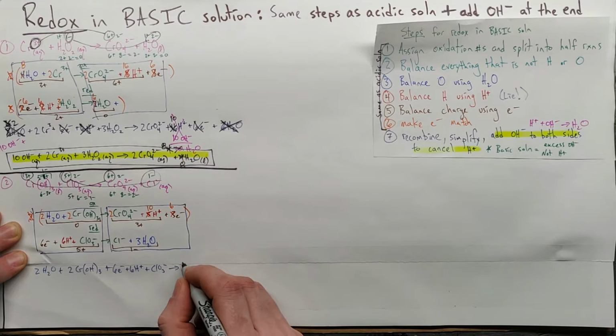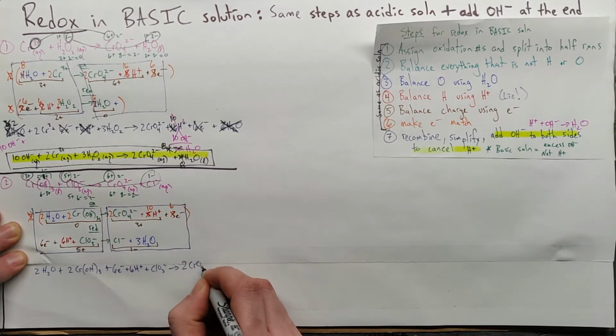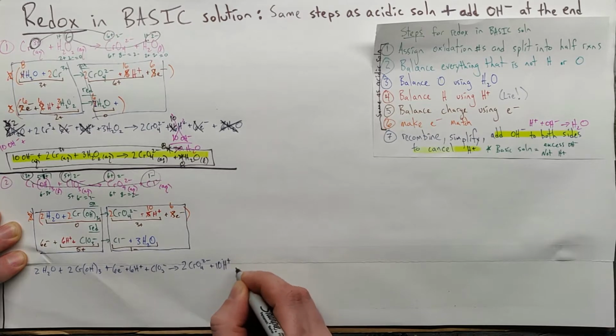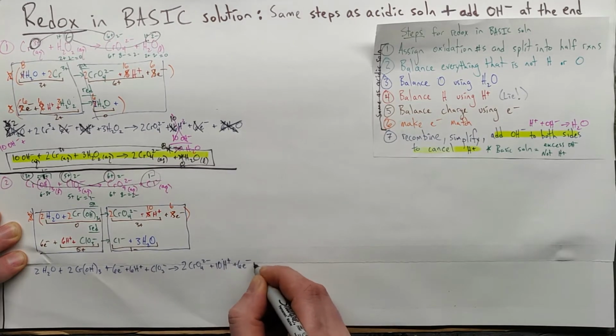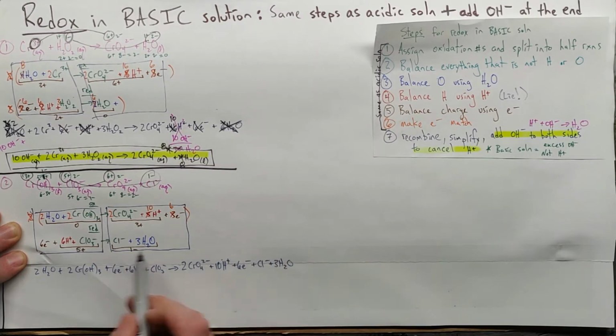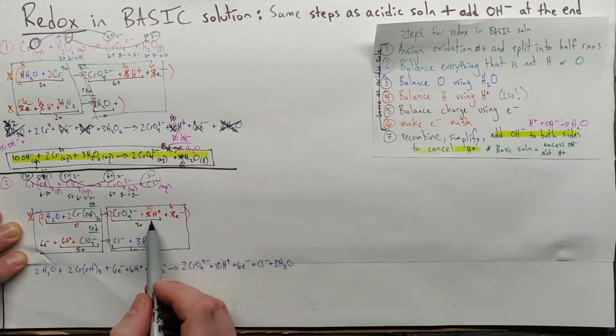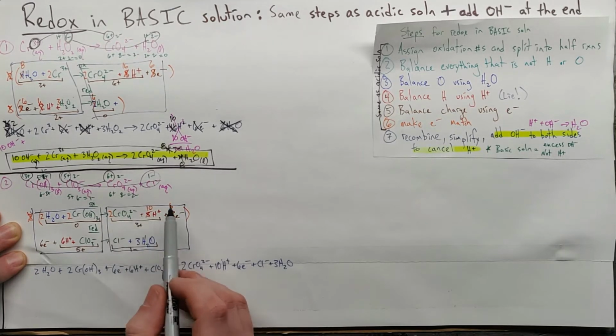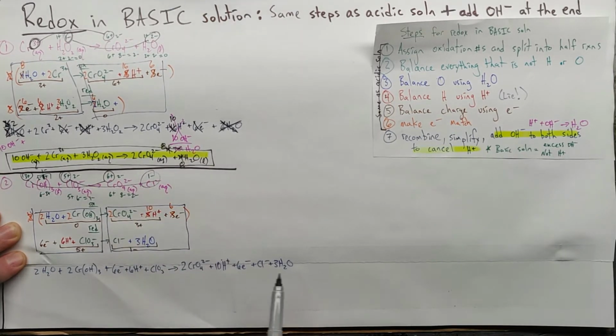Looking at our other side, we've got 2 chromates, 10 hydrogen ions, 6 electrons, a chlorine, and 3 waters. And again, a quick count. 5 things: 2, 10, 6, 1, 3. All right, that looks promising.